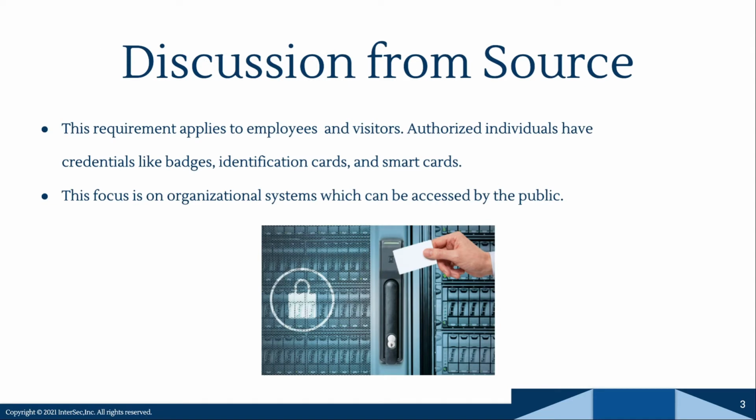Let us begin by discussing the domain, physical protection, from the source point of view, NIST 800-171. The requirement is going to apply to both employees and visitors. Anyone that's authorized to access something should have credentials like badges, identification cards, or smart cards. The focus is also going to be on organizational systems, which can be specifically accessed by the public. Remember, organizations can determine the strength of the authorization credentials, and they should be consistent with the applicable laws, directives, policies, regulations, standards, procedures, and guidelines respective to your organization.